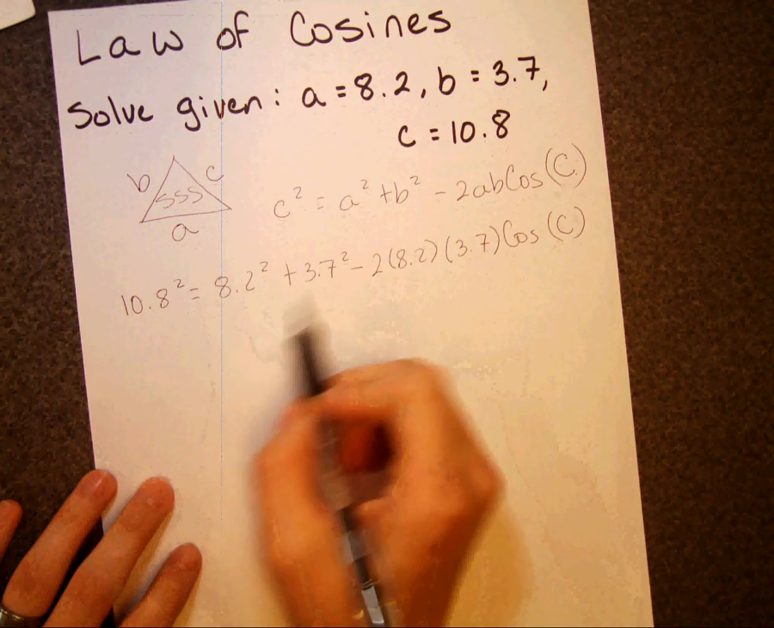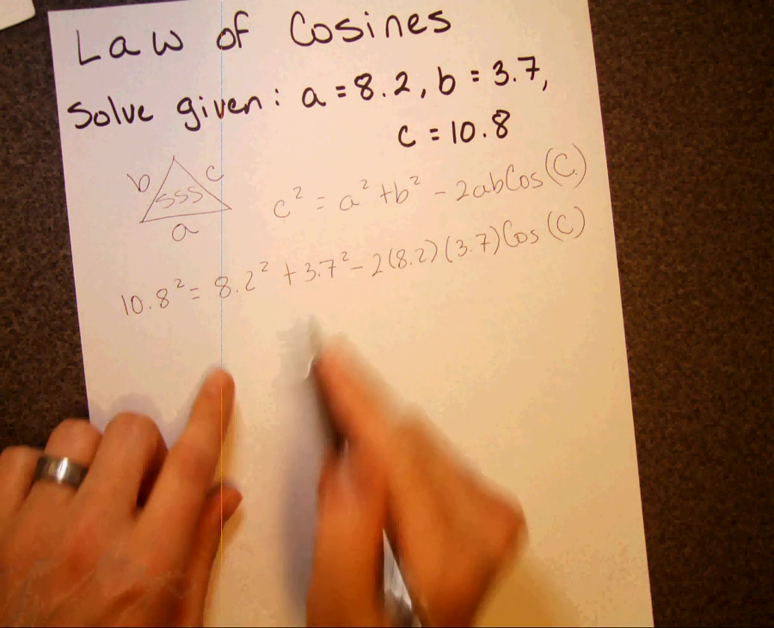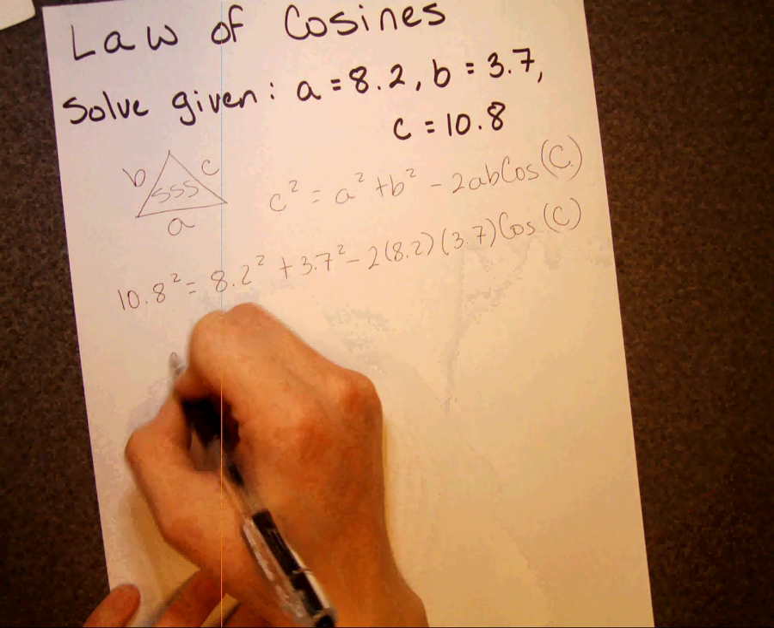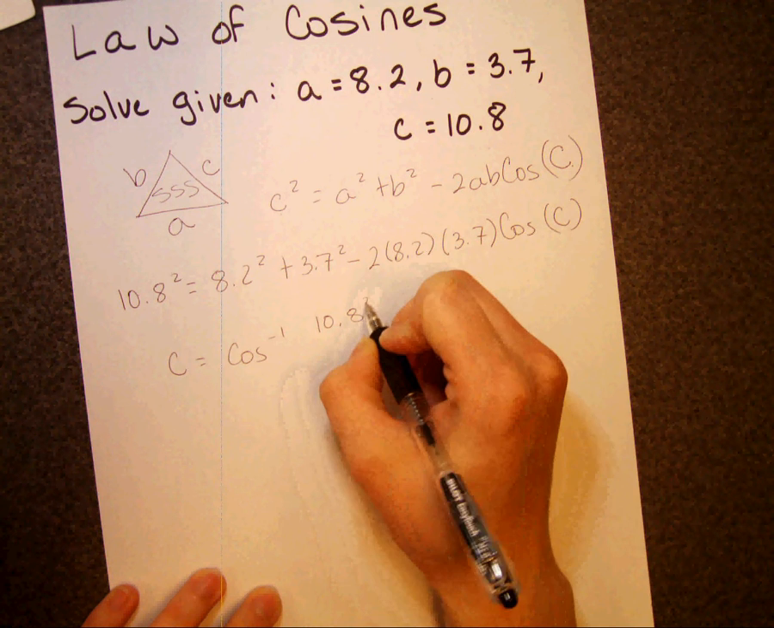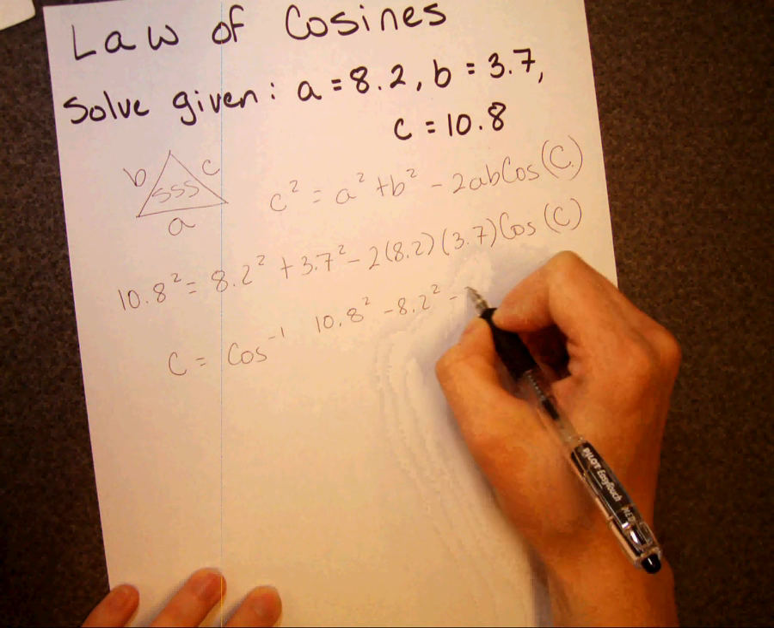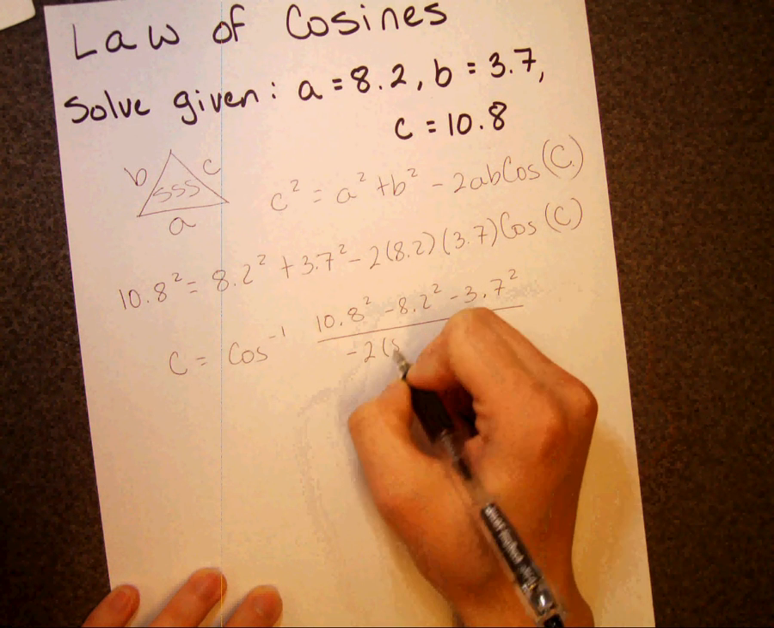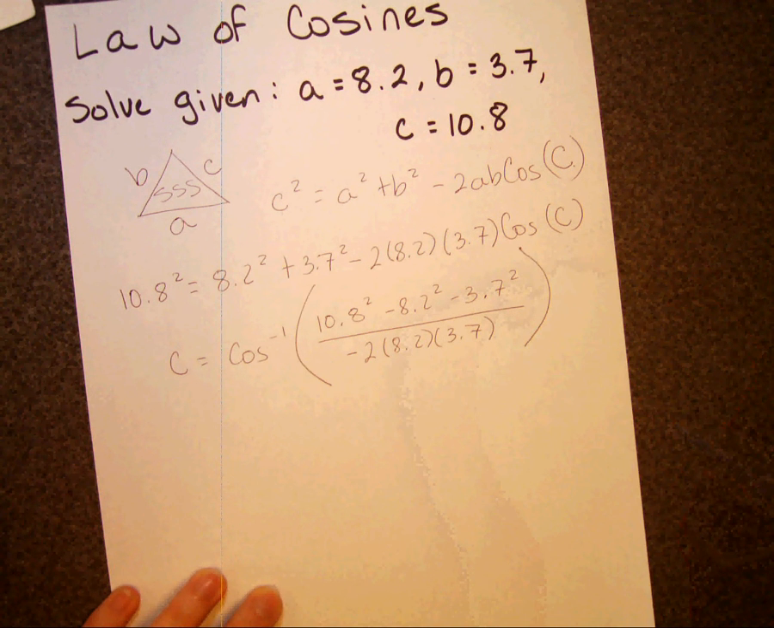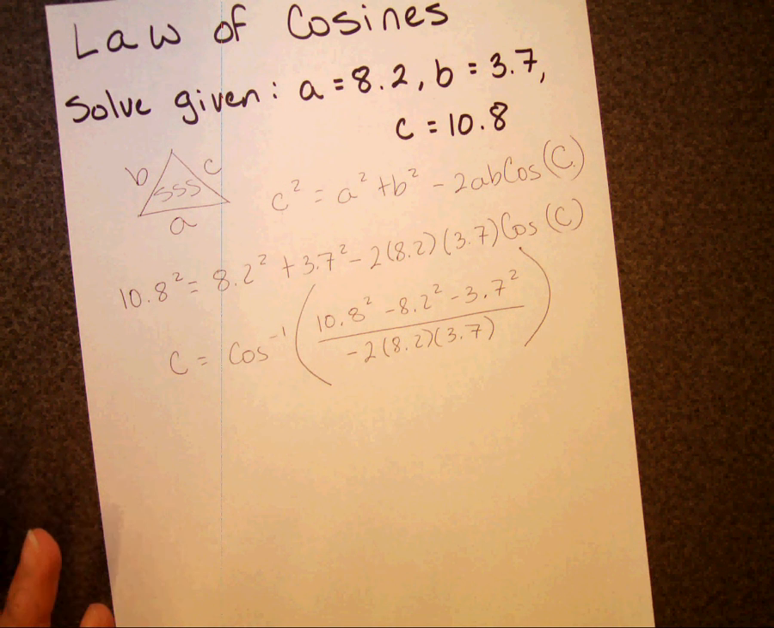I am looking for the angle though, so I'm going to subtract these values from both sides, divide by this, and then take cosine inverse. I'm going to get C equals cosine inverse of 10.8 squared minus 8.2 squared minus 3.7 squared, all of that divided by negative 2 times 8.2 times 3.7. And if you look at the formula on your formula sheet, it essentially says the same exact thing.